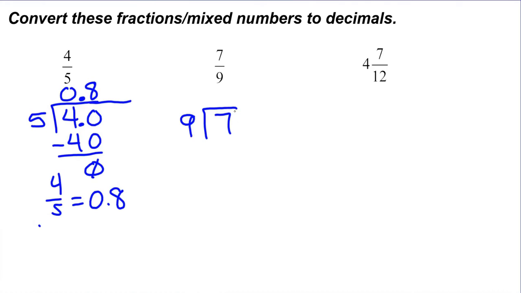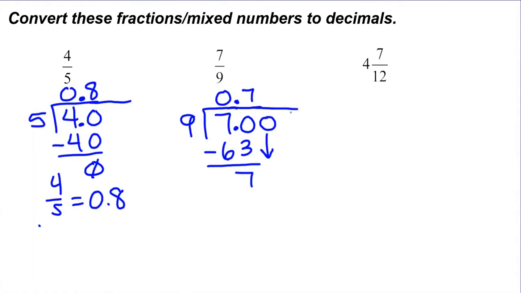7/9 would be 7 divided by 9. And again, 9 does not go into 7, so it's going to go in less than once. So we have 0 point something. 9 goes into 70 7 times. 7 times 9 is 63, with a remainder of 7. We have a remainder, so we keep dividing. Bring down the next 0. 9 goes into 70 7 times. 7 times 9 is 63, with a remainder of 7.